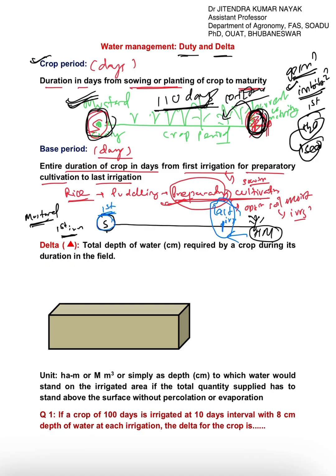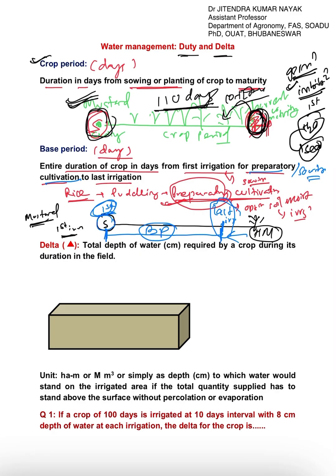So the base period is nothing but the first irrigation to the last irrigation. Whether the first irrigation is applied at the time of preparatory cultivation or at the time of sowing depends upon the crop.